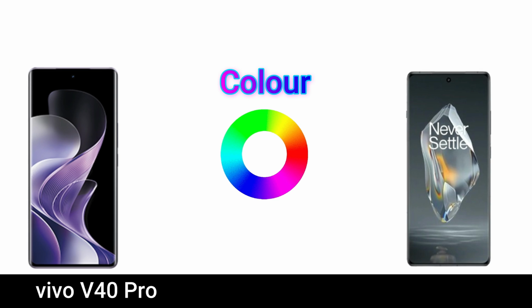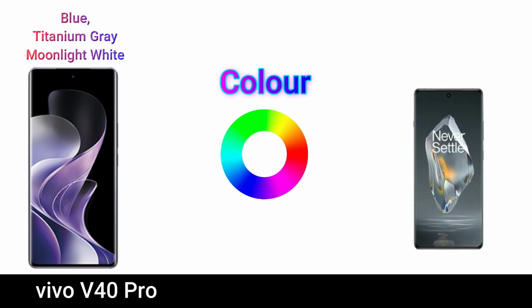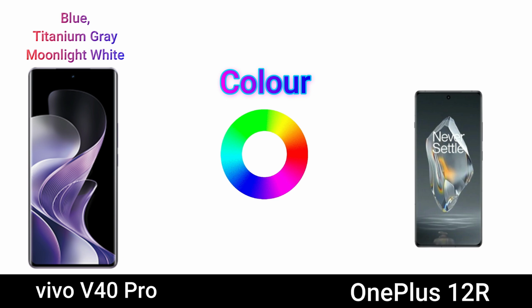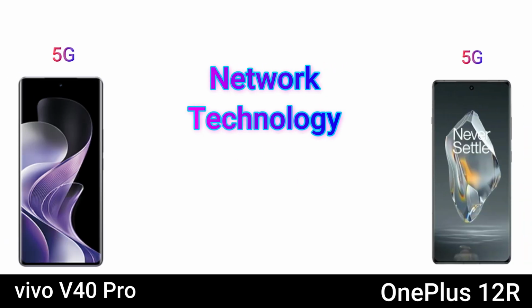Color: Vivo V40 Pro is available in 3 colors: Ganges Blue, Titanium Gray, Moonlight White, while OnePlus 12R is available in 4 colors: Iron Gray, Cool Blue, Electric Violet, Sunset Dune. Network technology: 5G network technology of both mobile phones is the same.